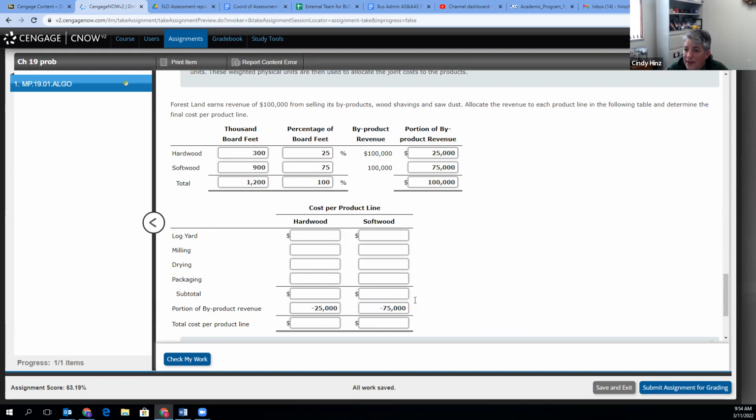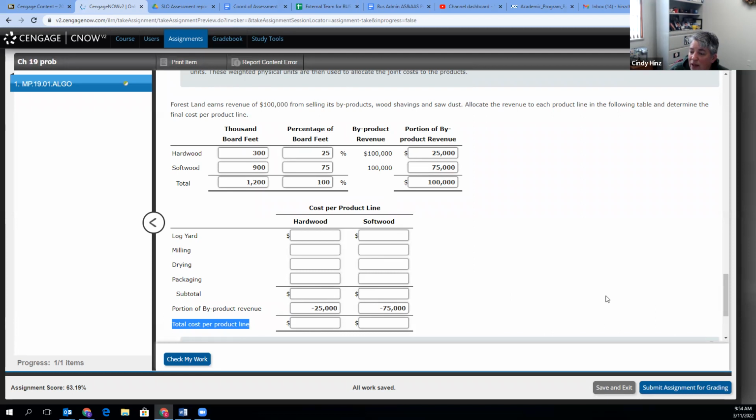And it says that they're going to offset their cost. So total cost per product line, they're going to offset that with this byproduct revenue. So as I said, some companies will treat it as an offset to cost, and others will treat it as a separate revenue line. But they're going to treat it as an offset to cost, which I didn't know until I scrolled down and saw what this table looked like.